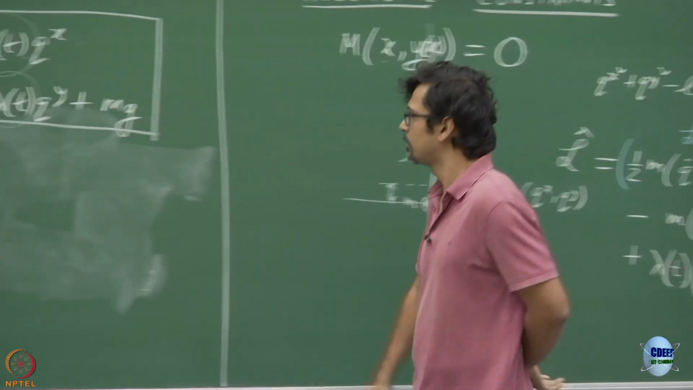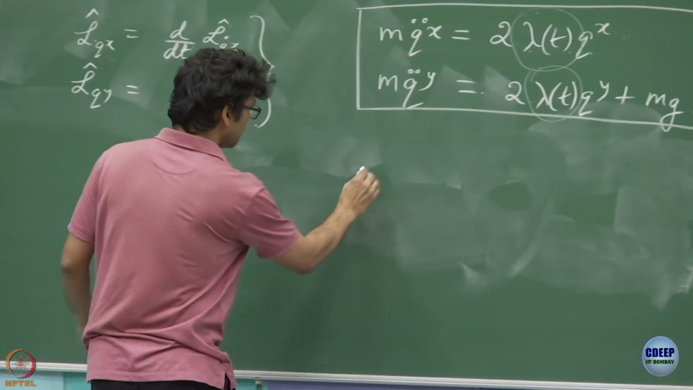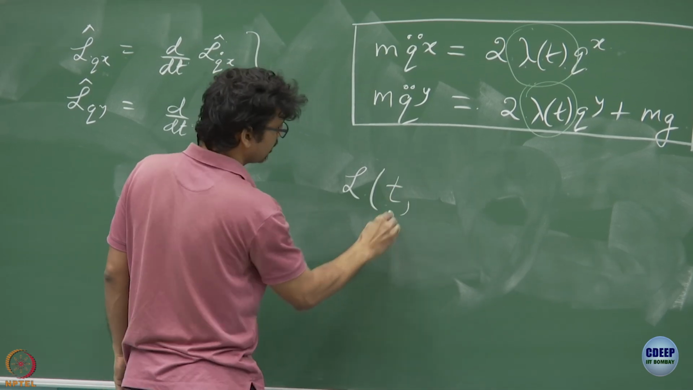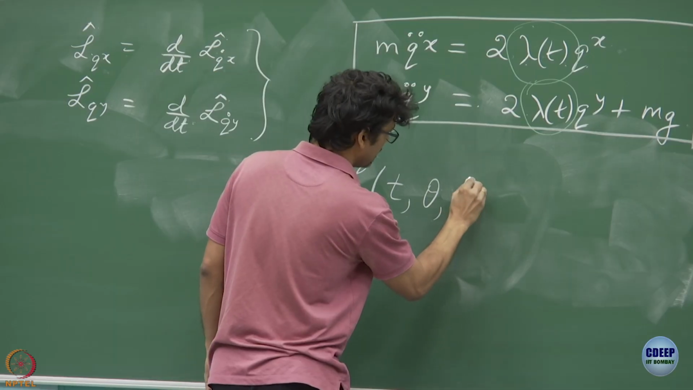So let's try and come up with the same Lagrangian now as a function of t, theta and theta dot.